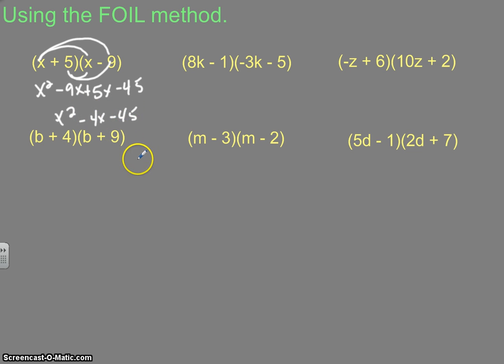And I'm finished. Okay, so again, we multiplied this by each thing, this by each thing. We got an answer. We got 4 terms. My middle two terms are like terms, so we added those together and we ended up with a 3-term polynomial, a trinomial. Okay, look at the next one.